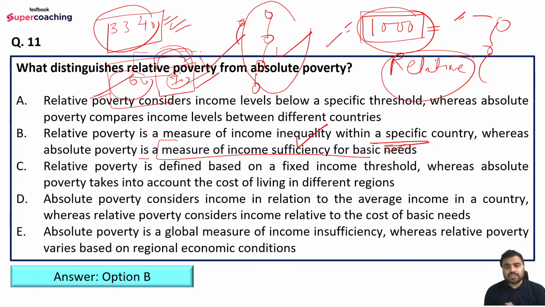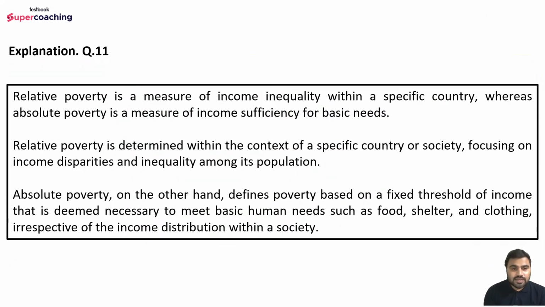Absolute poverty is a concept of basically fixed, based on a fixed threshold. So after achieving that threshold, you would not be counted as a poor person. But if I tell you about the relative poverty, so that is based on the comparison part, right? So that is why option number B is correct. So relative poverty is a measure of income inequality within a specific country, whereas absolute poverty is a measure of income sufficiency for basic needs.